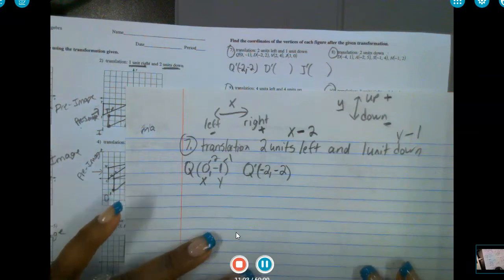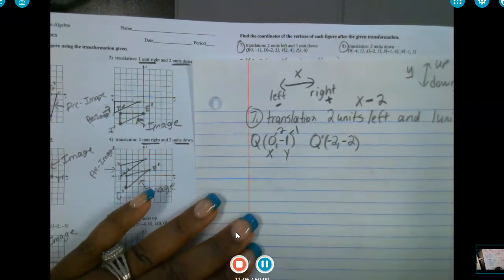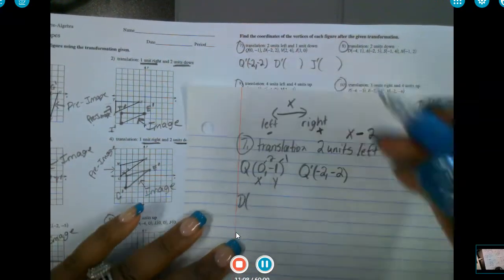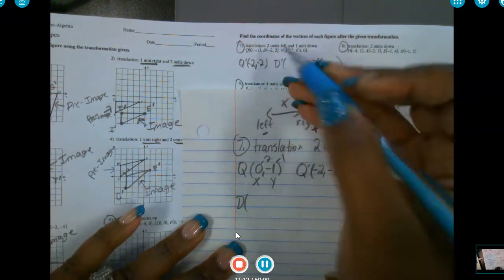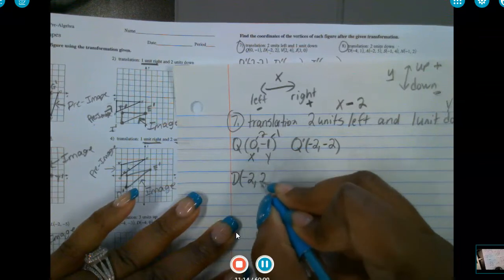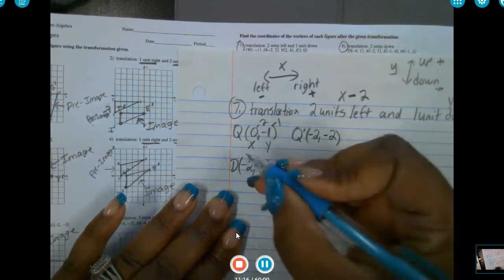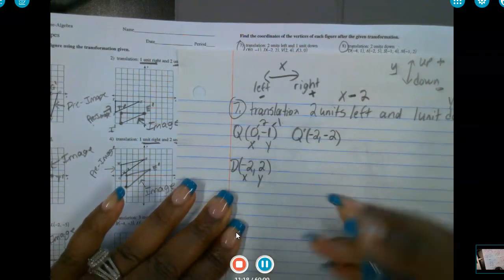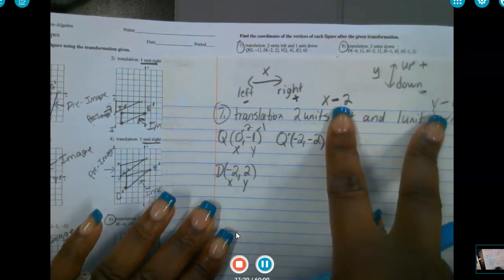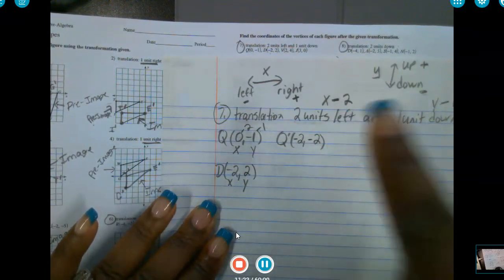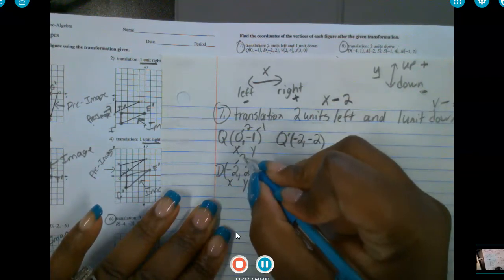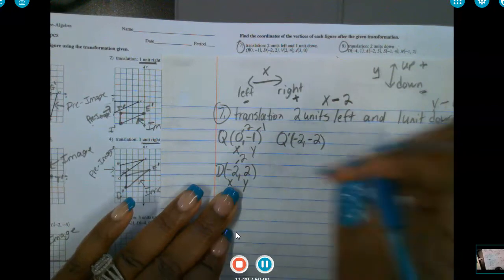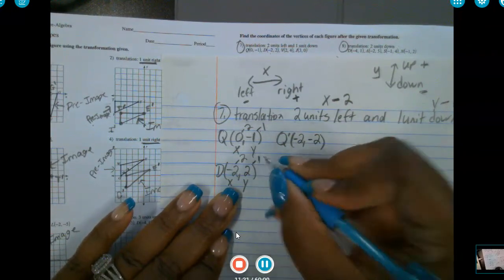Okay? Now let's look at D. Your pre-image for D is negative 2 and positive 2. So negative 2, positive 2. Okay? This is X. This is Y. These are the rules right here. So with X, we're going to subtract 2. So this is minus 2. And Y, we're going to subtract 1. Okay? And I'm getting all of this off this worksheet.